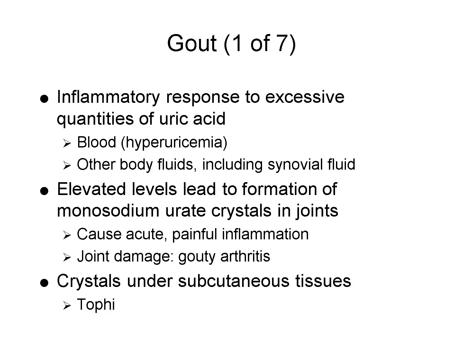Gout is an inflammatory arthritis caused by the buildup of uric acid crystals in the joints. This occurs when uric acid levels are elevated in the blood, known as hyperuricemia. The crystals trigger a strong inflammatory response, resulting in acute joint pain, swelling, and redness. Gout most often affects the big toe, but other joints can be involved.